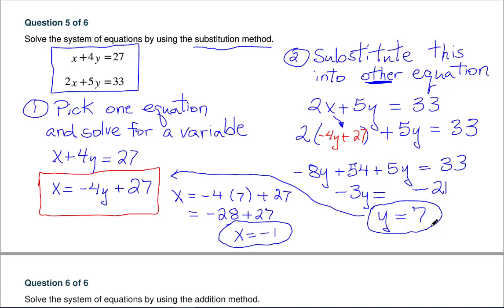So yes, we found y, but we're not done because we need both an x and a y. So I take that y and I plug it back into what I knew about x. And so minus 4 times 7 is a minus 28 plus 27. And I get minus 1.